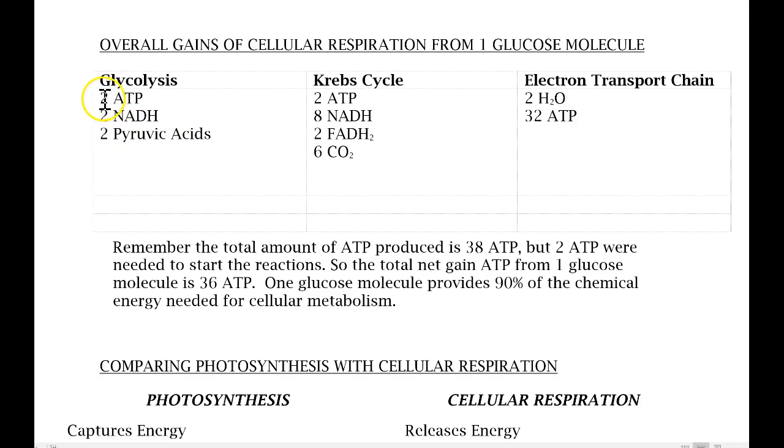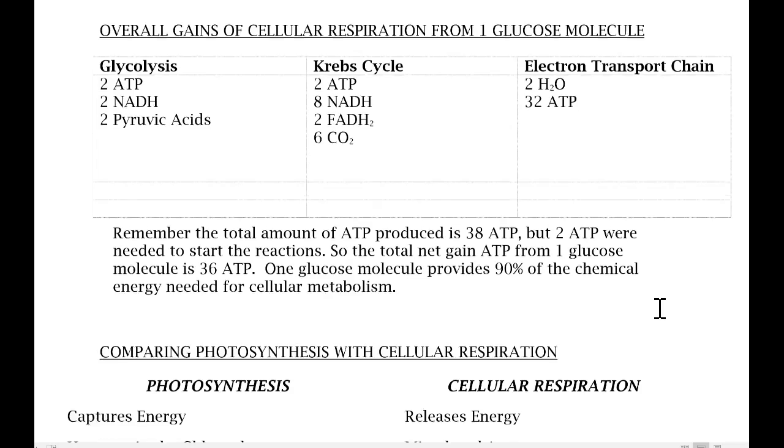Let's add up the ATP. 2 plus 2 plus 32 is going to be 36. And remember, we actually got 38, but we spent 2 to start the entire reaction. So 1 glucose molecule is going to provide us with 90% of the chemical energy we need for all of the cellular reactions, cellular metabolism. And you saw how those ATP molecules are generated and constantly generated.